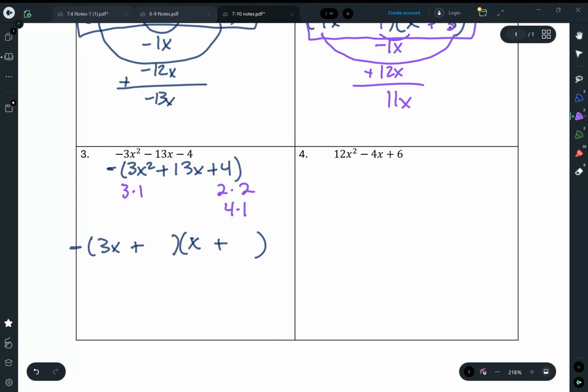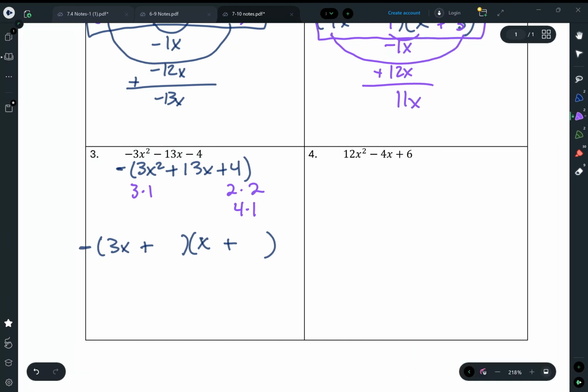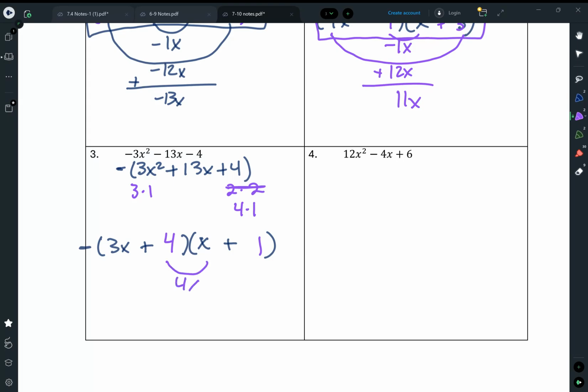So let's try 4 and 1. And then again, I've got to think, where do I want the 4? Where do I want the 1? Which one do I want to multiply by 3? So I could do 3x times the 1 and the 4 times the x. Let's see how that happens. That's going to be a 4x and a 3x. When we add, it makes 7x. That's not going to work.